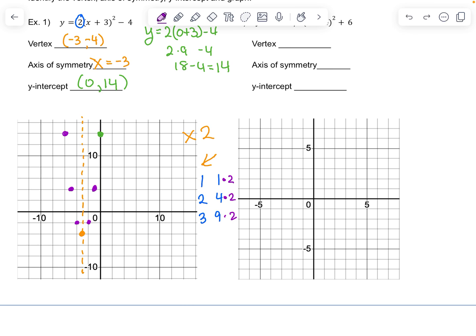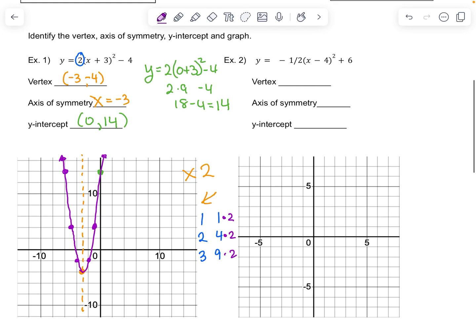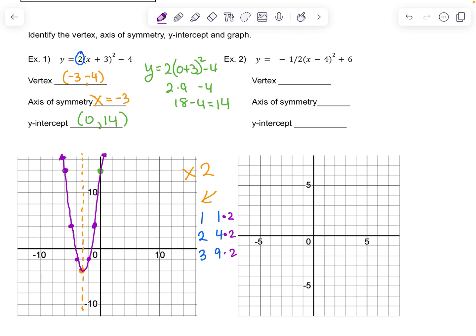All right, so now we're going to sketch that graph in, and we're going to try to round it out, and you guys are going to do your best on this. I don't want to see pointy, but you are going to do your best on this, and it's going to be okay. All right, cool. So there's our first one.